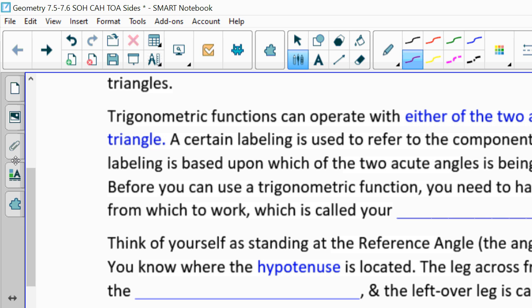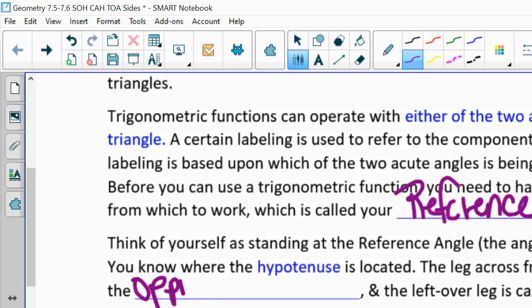Before you can use a trig function, you need to have a point of reference from which to work, which is called your reference angle. Think of yourself as standing at the reference angle, the angle that you're using in your problem. You know where the hypotenuse is located. The leg across from you is called the opposite side. And the leftover leg, or the leg next to you, is known as the adjacent side. This will be the leg that you are touching.